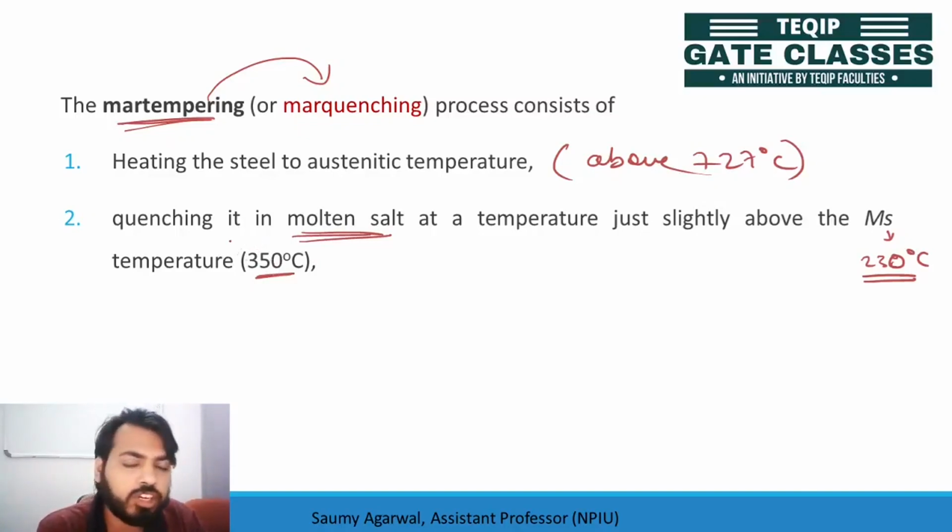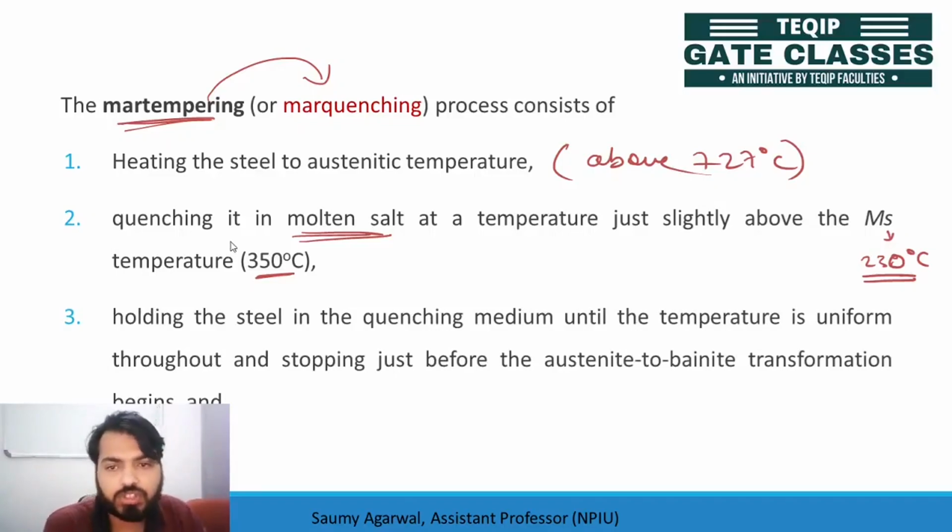In austempering the temperature was a little bit higher, 500 degrees Celsius. In martempering the temperature is a little bit lower, which is 350 degrees Celsius, or 320 degrees Celsius, whatever. So about 100 degrees plus from the martensitic start temperature. Now hold the steel in the quenching medium until the temperature is uniform, which means the core temperature and the surface temperature should be nearly equal. But in this case you have to stop this quenching before the austenite to bainite transformation begins.